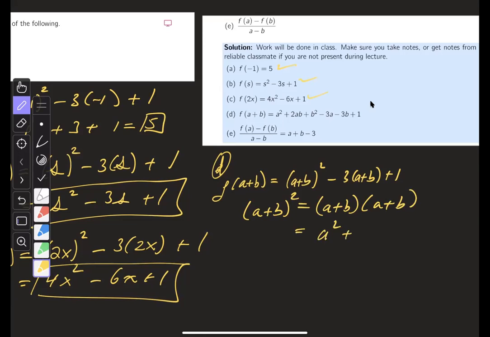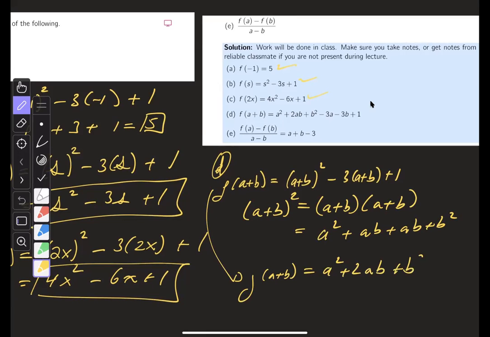a squared plus ab plus ab plus b squared. I'm using the distributive property of multiplication. So I know what it is now. And I'll write this over here. F of a plus b. Well, the first term when I square it, I got a squared plus 2ab plus b squared. All right, that's just the first term. Let's do the next one.